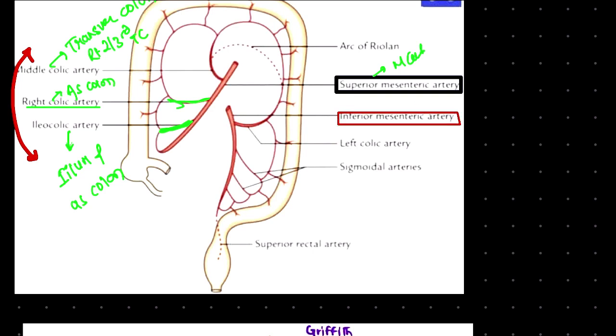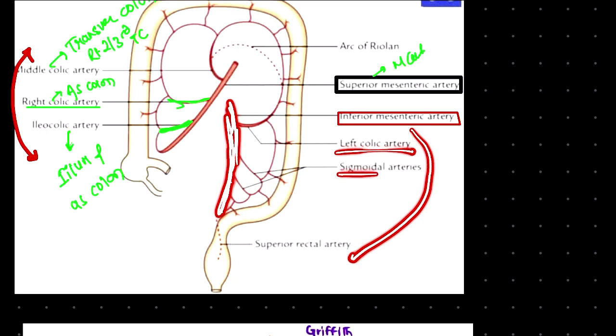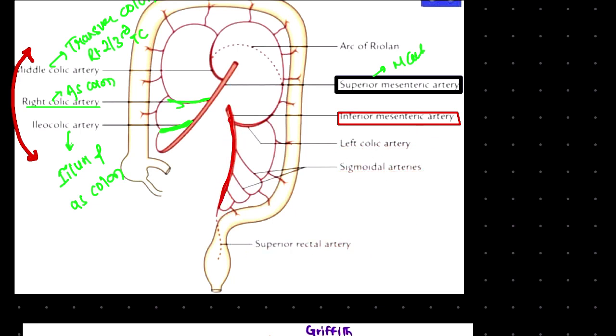Derivative of hindgut, right? So this is our inferior mesenteric artery. Now right here we have different branches. We have the left colic artery, sigmoidal arteries, and superior rectal artery.